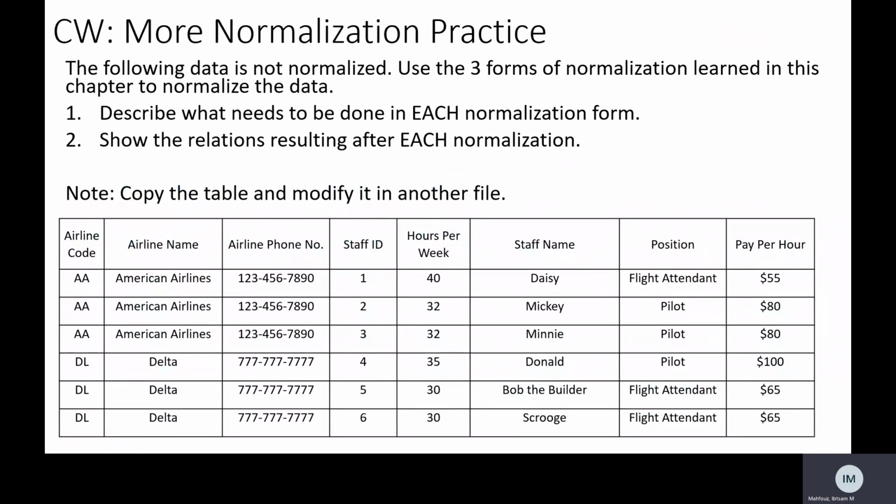So for this class break, what I want you to do is just do extra practice with normalization. Again, copy this table into its own file and go through and modify each table at a time by saying, what is my purpose of going to this normalization form? And then don't forget to do the homework for this chapter on Blackboard.